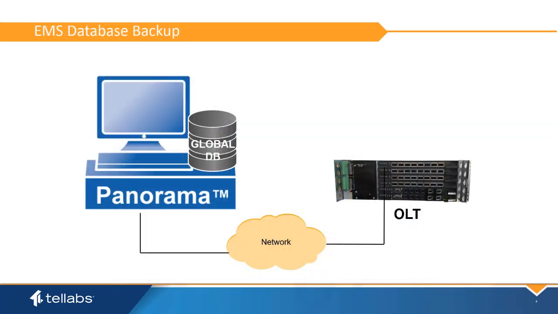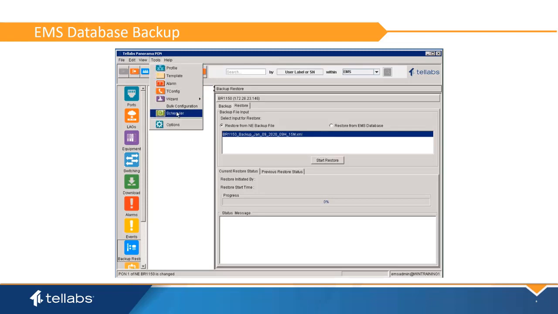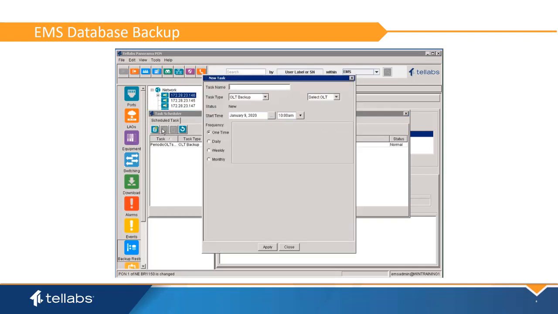An EMS database backup is used to create a full EMS backup that can be used in the event of a Panorama database failure. EMS database backup can be scheduled on a regular basis to ensure that there is a fresh fallback to be used to restore the EMS database. Before creating a new EMS backup schedule, it is necessary to know the username and password for the Oracle or Postgres database. To create an EMS database backup, select EMS Database Backup in the New Task window.